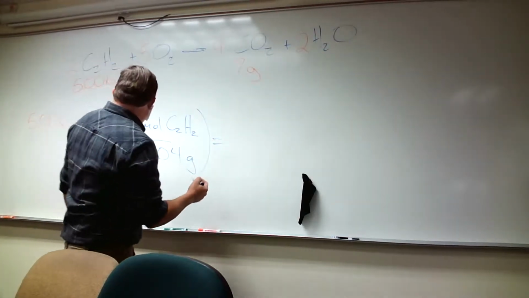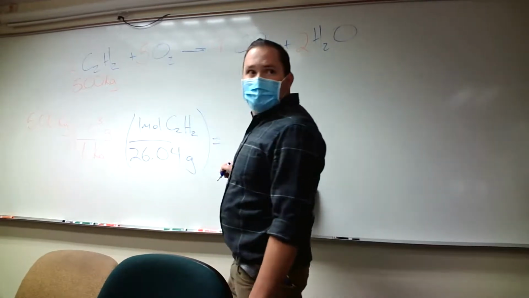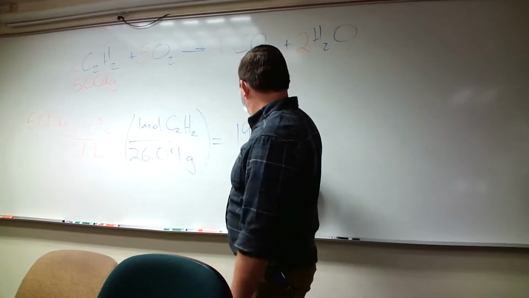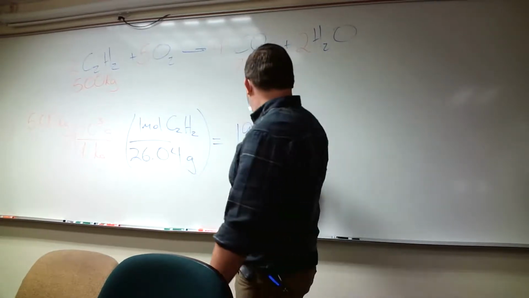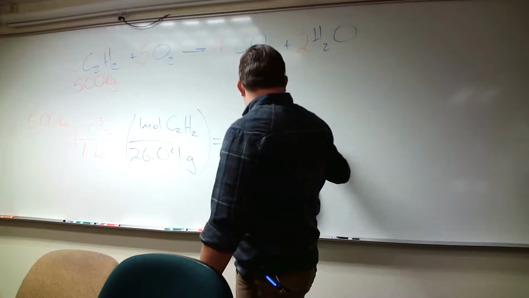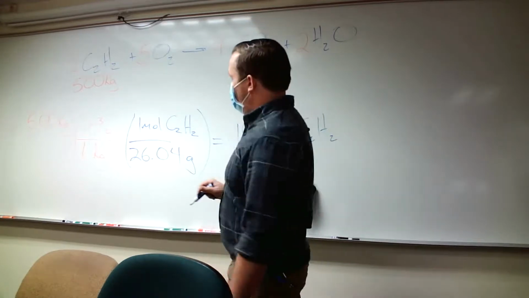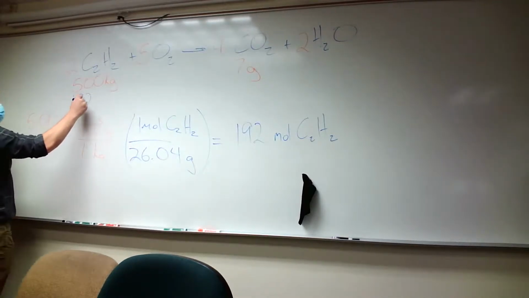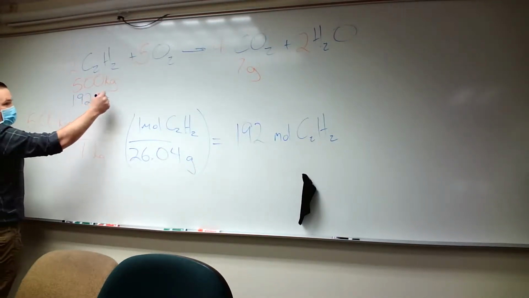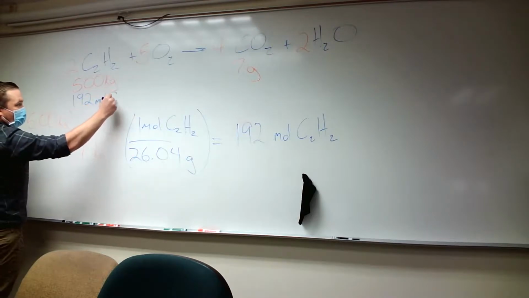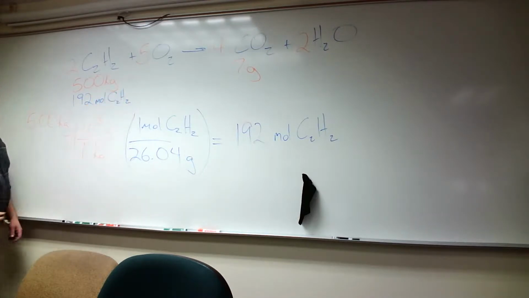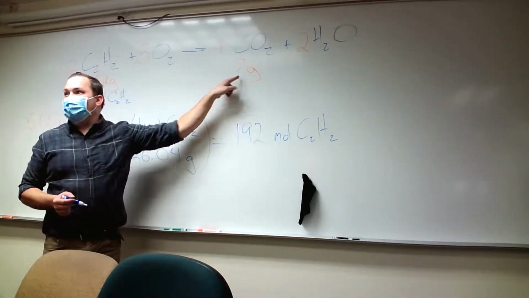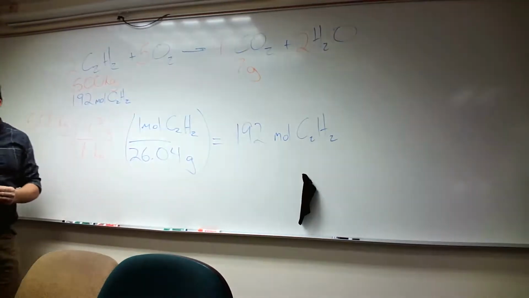So we get something like 200? 192. Yeah, it would be 200. For, no, 3 sig figs. Oh yeah, 192 moles of acetylene. 384 moles of CO2. So it can be helpful to, once you do that step, rewrite it up here to keep everything organized. We're still trying to get to grams of CO2, so we need to get to moles of CO2 first.